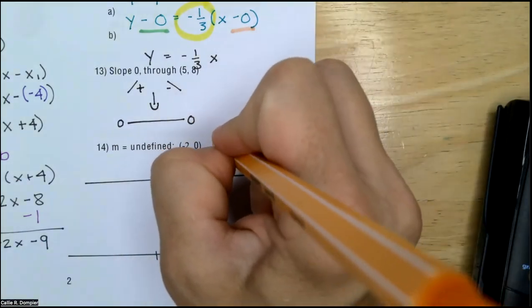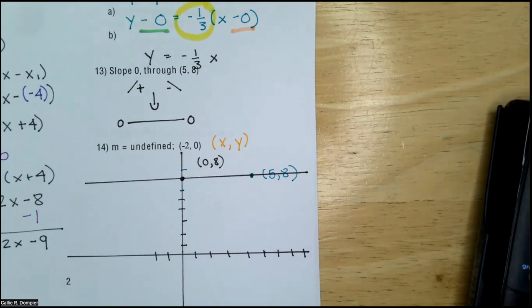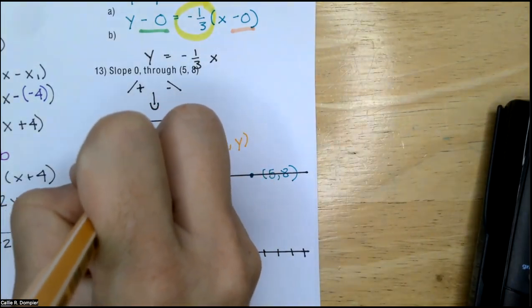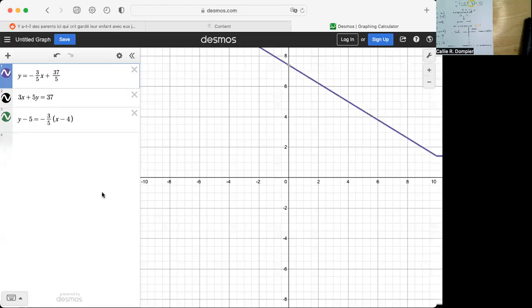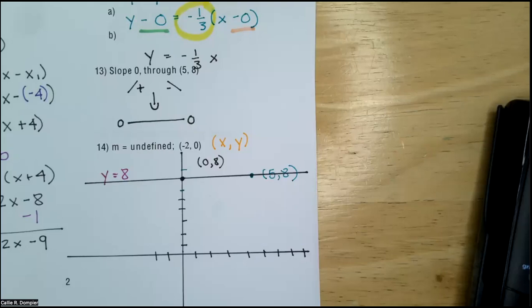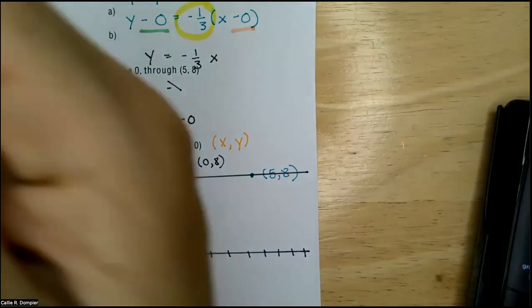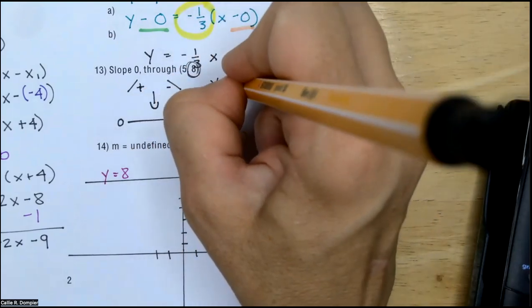Remember, x, y is how we do our points, right? What is always going to be 8, the x or the y? Y equals 8. If I put y equals 8 into a graphing calculator, I get that. Okay, so a slope of 0 is going to be a y equals. And it's going to be y equals whatever your y value of the point is. So in this case, it's 8.